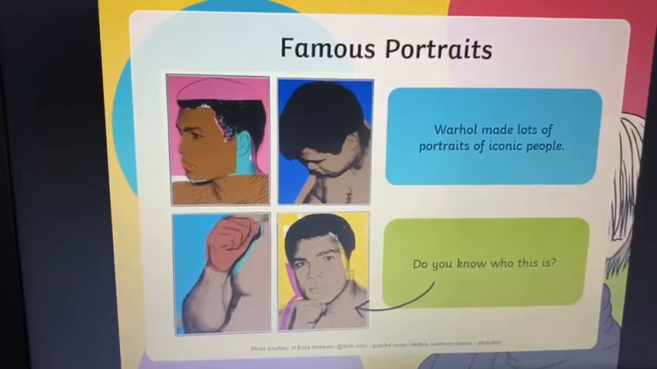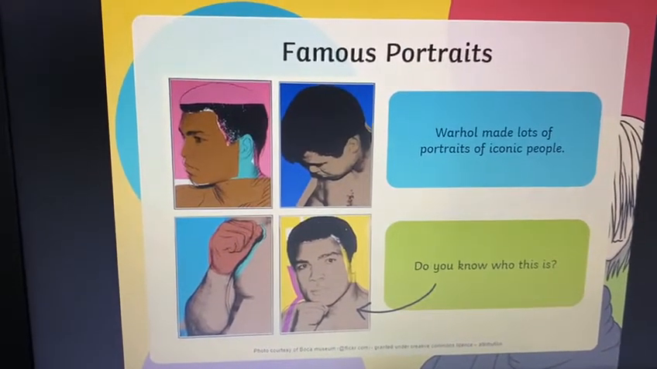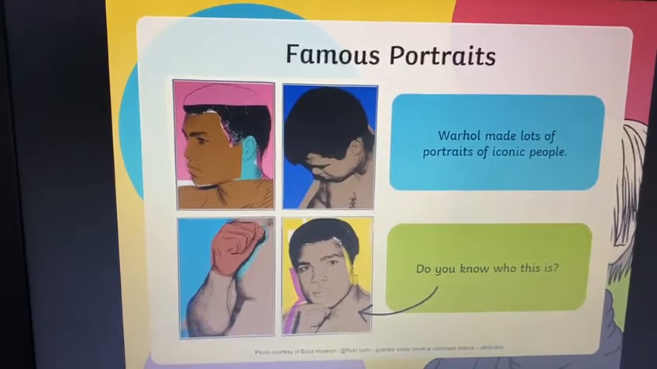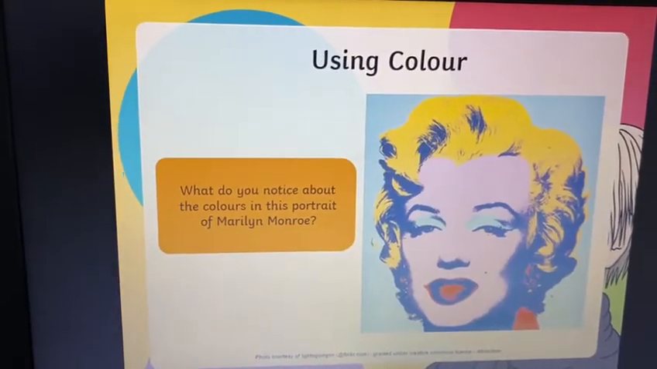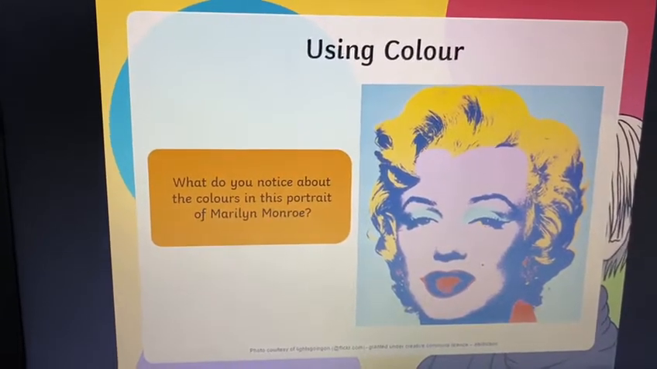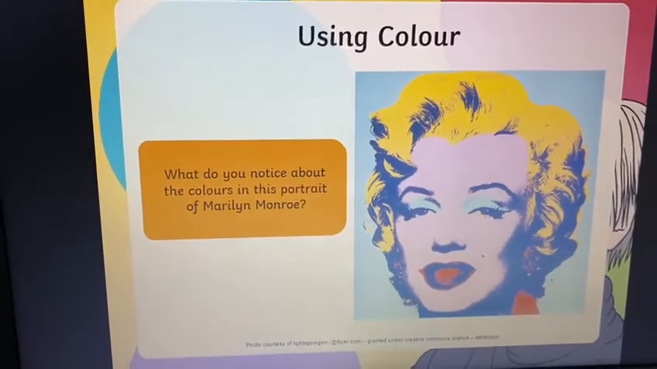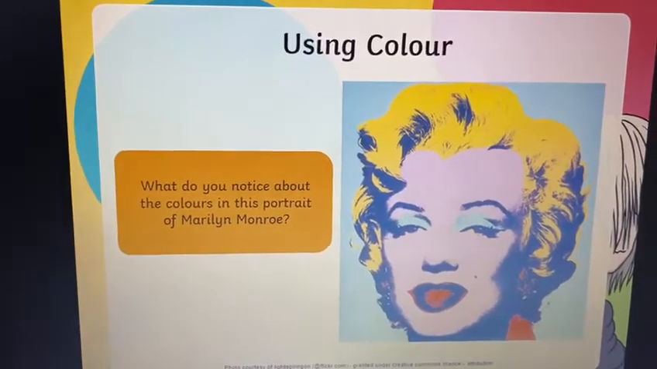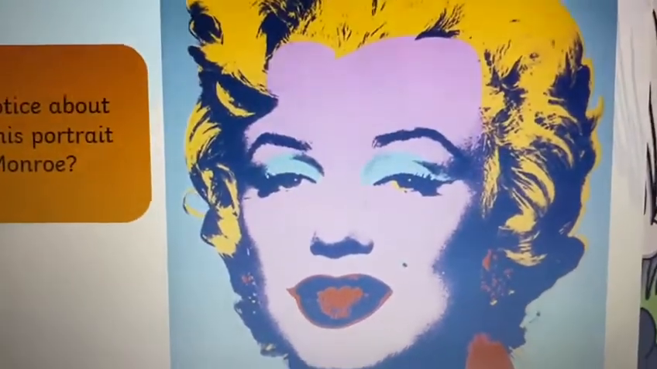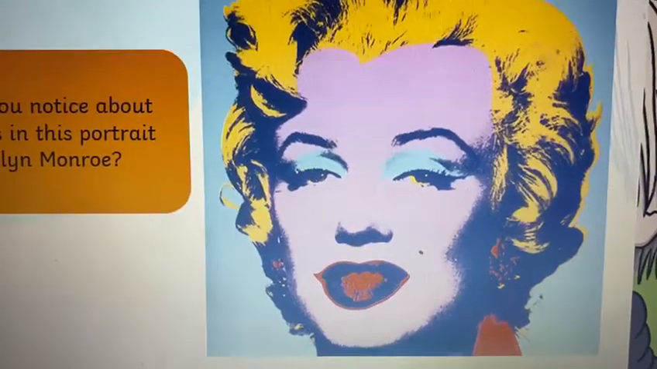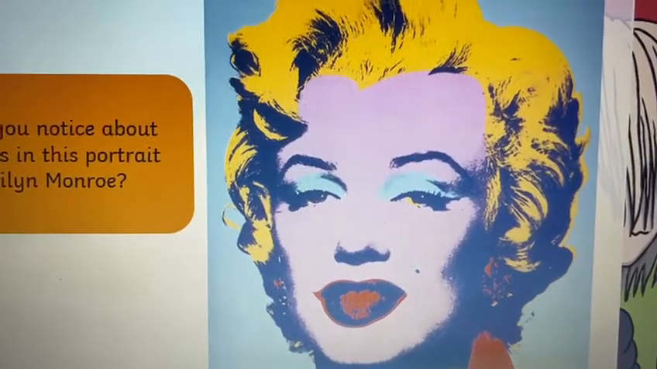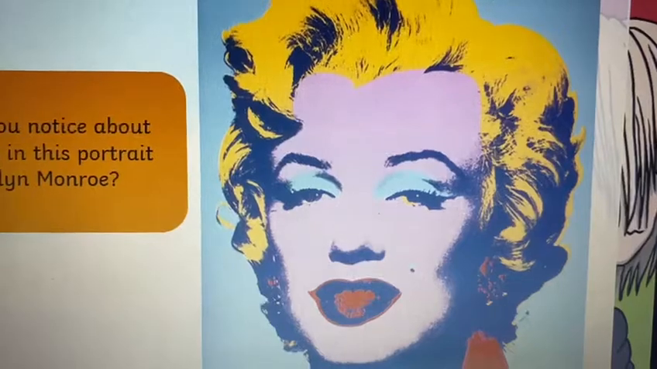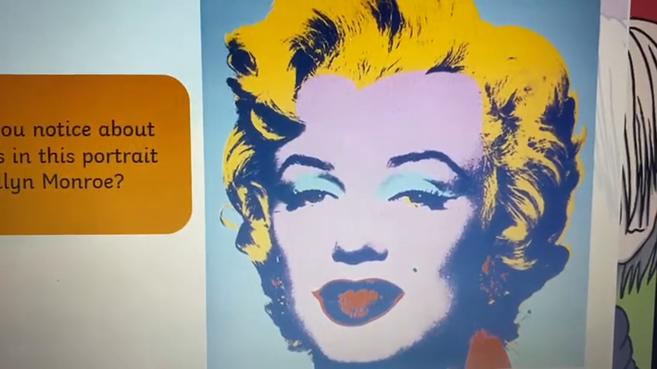So, do you know who the person in this picture is? I'm going to let you have a little think about that for a minute. So, using colour, what do you notice about the colours in this portrait of Marilyn Monroe? So I'm going to zoom in a little bit so you can see the picture a little bit more clearly of Marilyn Monroe. And I want you to have a think about what you notice about the picture. So is it the kind of colours you would expect it to be? And you can pause the video now if you want a little bit of time to think.